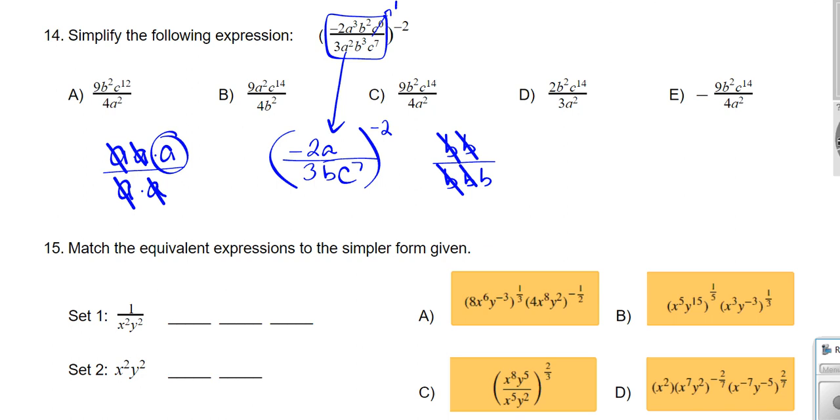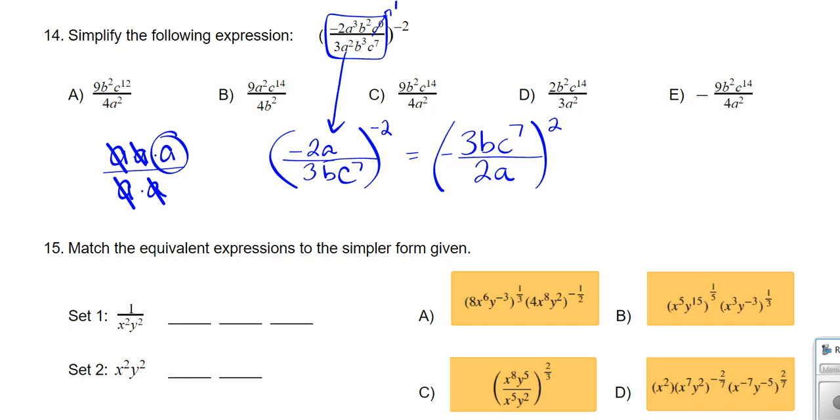Now the negative sign, what's that going to do? All my exponents are going to become negative. And when my exponents are negative, if they're in the numerator, I put them in the denominator. If they're in the denominator, I put them in the numerator. And so really this could be 3bc to the 7th, negative sign, over 2a. So just flip the fraction, and the exponent becomes positive.